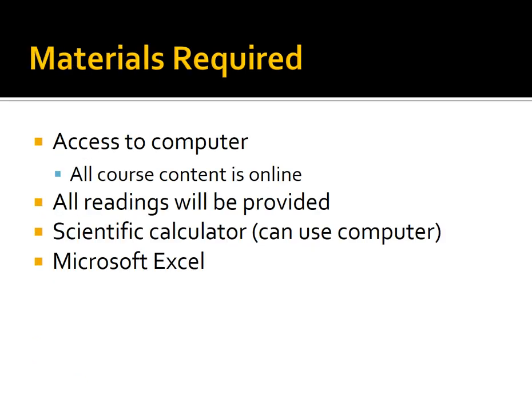In terms of materials, really all you need is access to a computer. All the content's online. There's no book to purchase. I provide all of the readings, all of the videos. Everything is available for free on the web. So you just have to have a computer and internet access. You do need to do some calculations using a scientific calculator. If you have one, that's great. If not, you can use your computer or your cell phone, or whatever. But it does need to be scientific, so it can do scientific notation. And then in order to complete the labs, you'll need Microsoft Excel access. But other than that, that's the only thing you'll need.